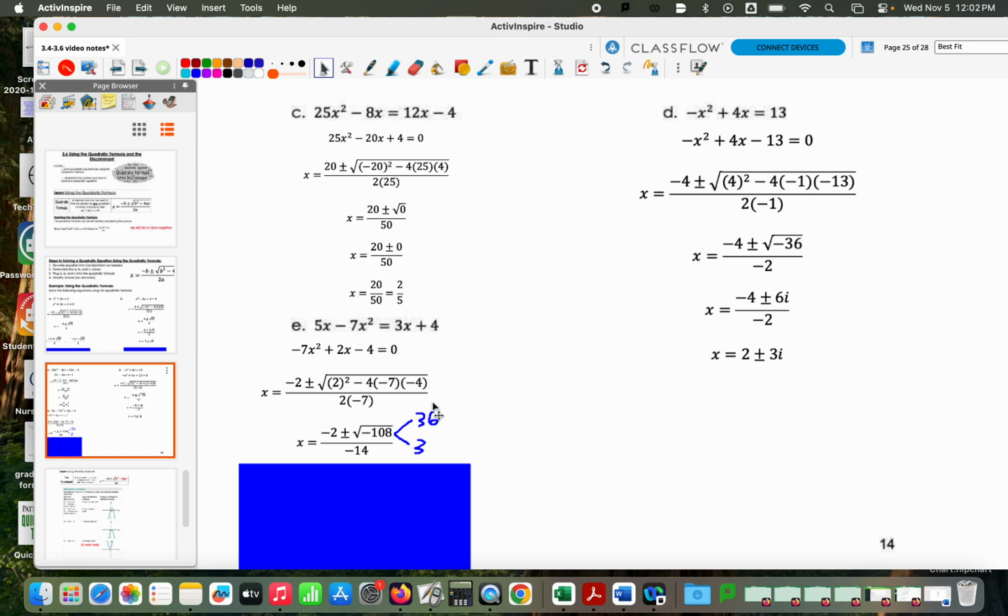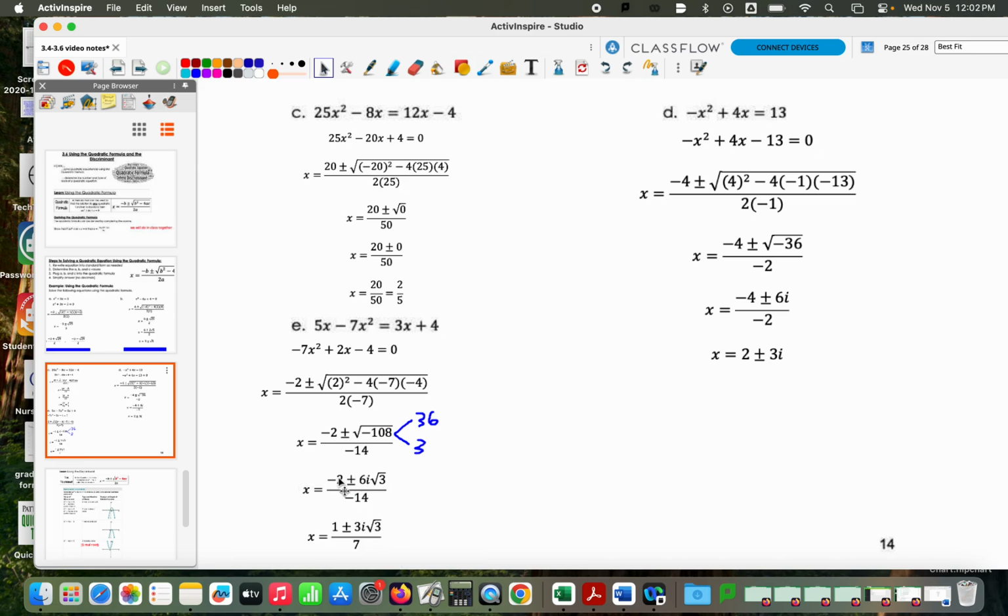You can't square root 108, but you can break it down. I chose to use 36 times 3. I can square root the 36 to be just a 6i, since we're doing a square root of a negative, and leave the 3 inside. And notice the -2, the 6, and the 14, I can't divide all of them by 14, but what I can do is divide everything by 2 and simplify it.